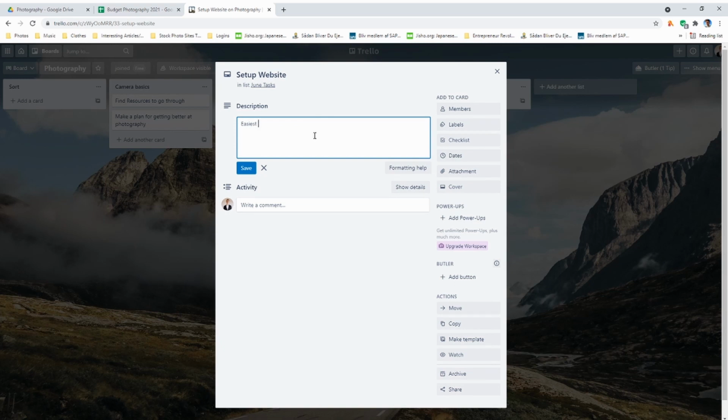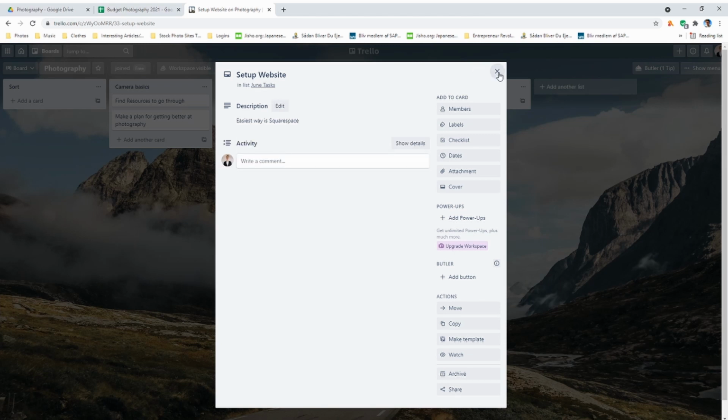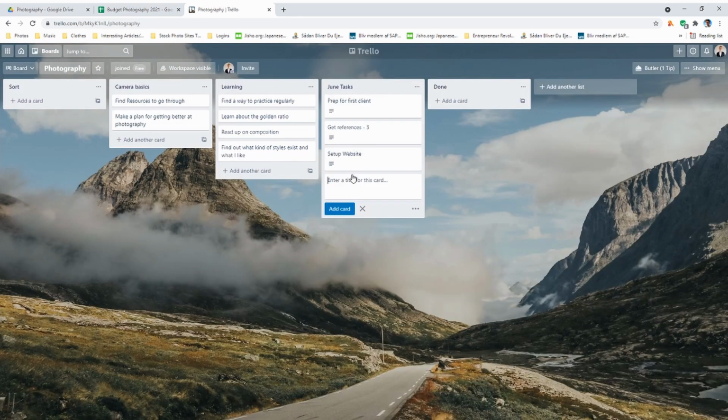Easiest way is Squarespace. It's not the cheapest, but it's quickest and guarantees a certain amount of quality. So that's probably what I'm going to end up doing.